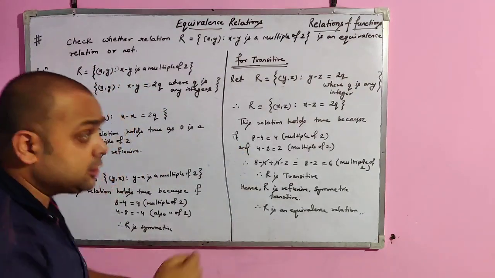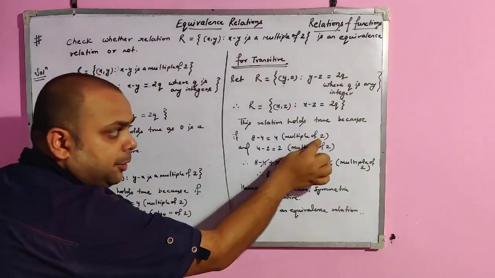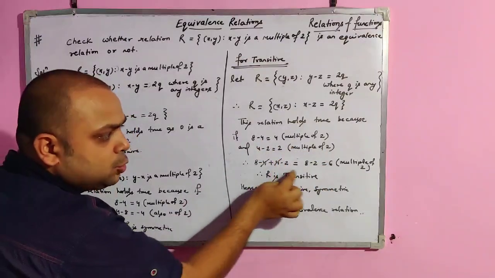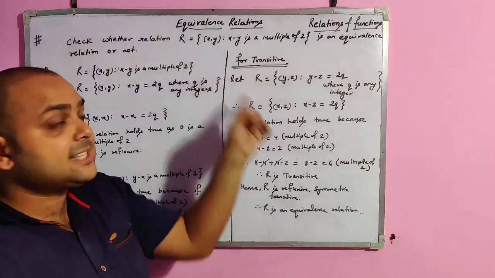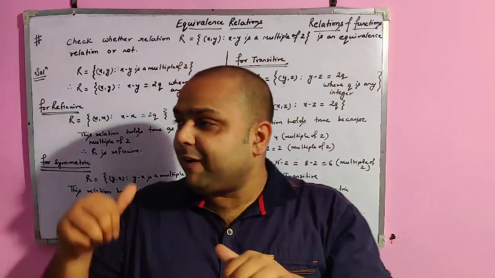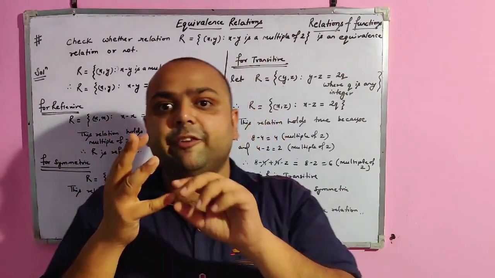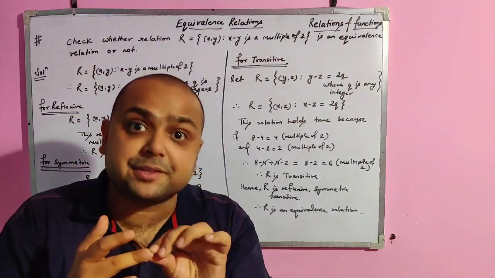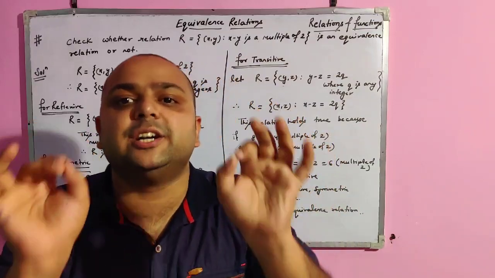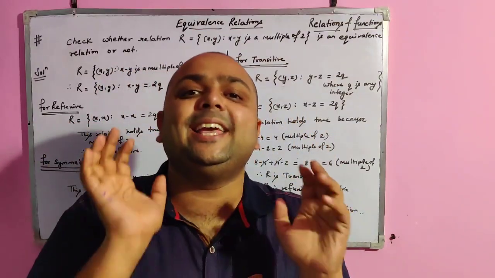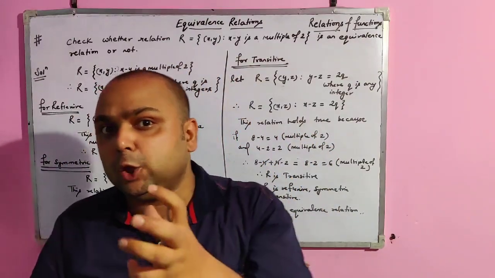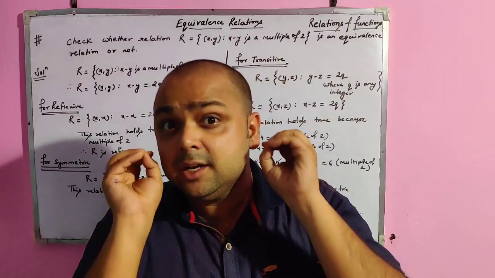So I have written like this also: 8 minus 4, 4, multiple of 2, 4 minus 2, 2, multiple of 2, 4 and 4 cancel out, 8 minus 2, 6. That is, the relation comes between x and z. So this relation holds transitive also. So finally, the relation shows reflexiveness, symmetricness and transitiveness. Any relation that satisfies all three conditions is considered to be an equivalence relation. I will show you one more example to make your concept clear and strong.